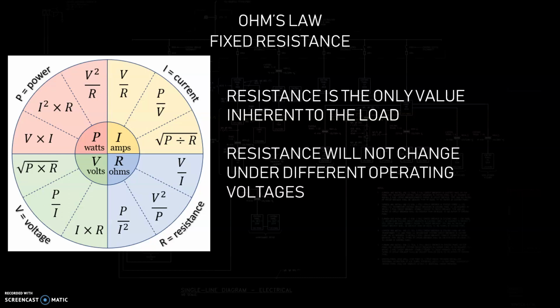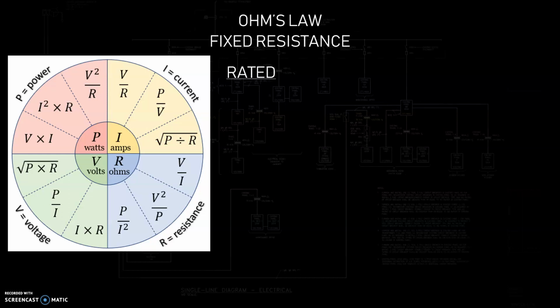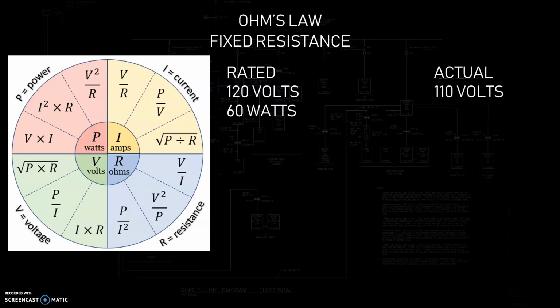So, one of the first things we got to think about here is rated values versus actual values. And it doesn't matter what the load is. Let's just say it's a light bulb, an incandescent light bulb. This thing is rated to operate at 120 volts, let's say in this case. If we operate it at 120 volts, it's rated to put out 60 watts, okay? But let's say in all actuality, we're only going to feed it with 110 volts, okay? What happens to the other values, okay?